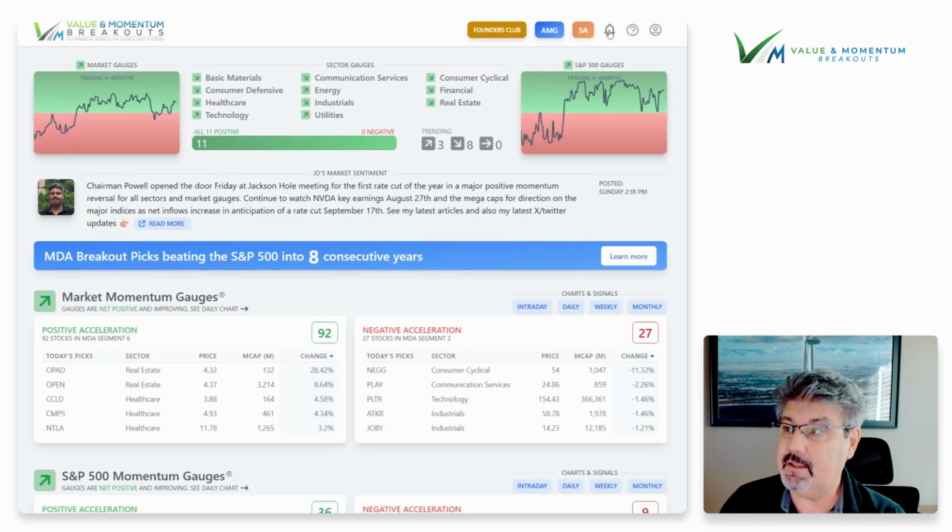You can also get alerts up here that will text to you or email you when the signals change. And we're thinking about adding more kinds of alerts to it. But right now it's the market and the S&P gauges at different time intervals that you can choose. And then, so that's it in a nutshell.